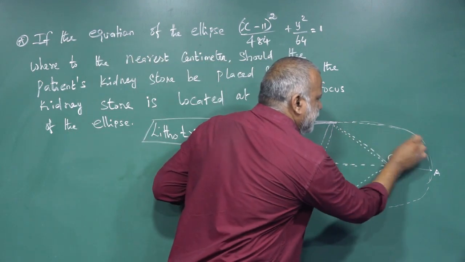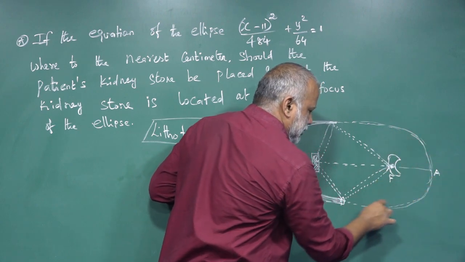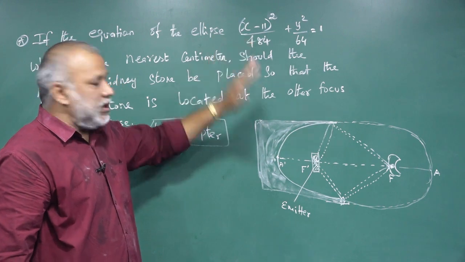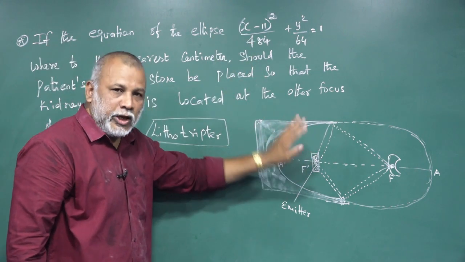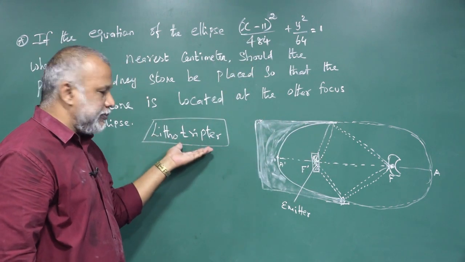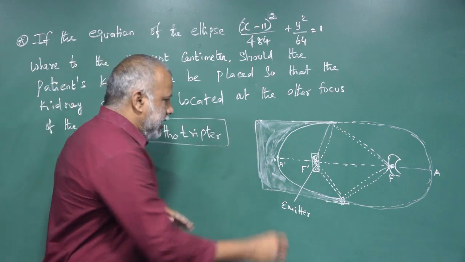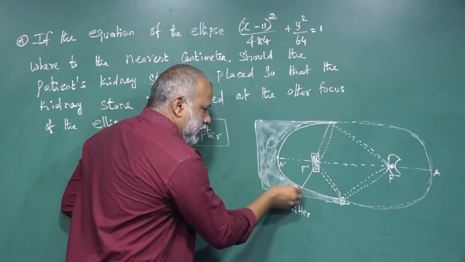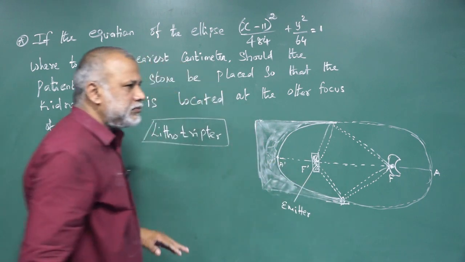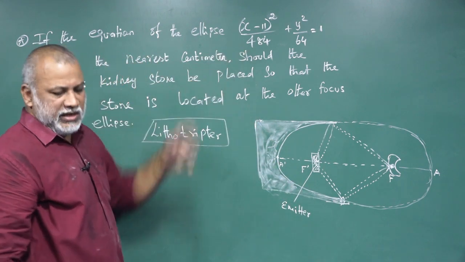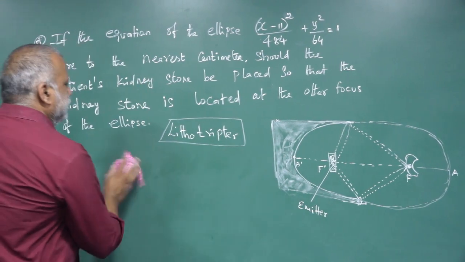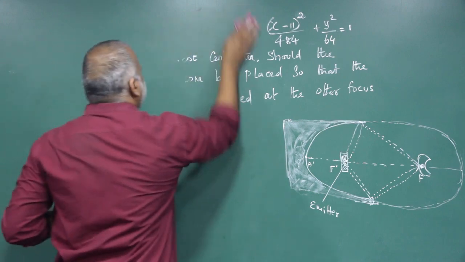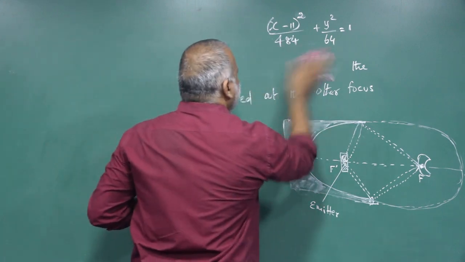So see this diagram, it is an ellipse. Now we have the equation. This is the equipment, the name is lithotripter. You can hear this word in the medical field, you can refer to the book and see the diagram. Now the given equation is already given in your question itself.